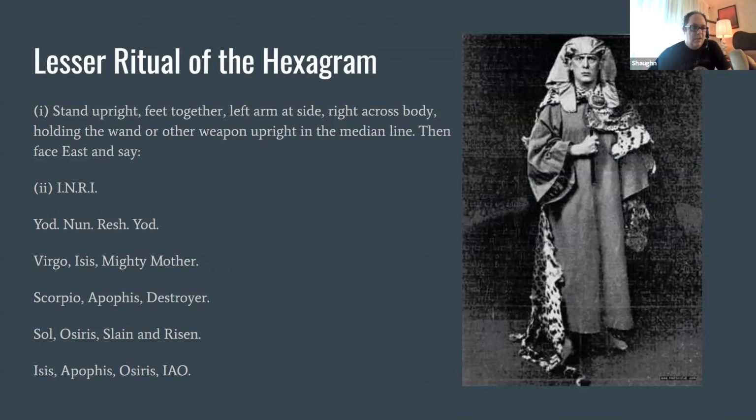Okay. All right, so how do you perform the lesser ritual of the hexagram? We'll go through the steps. First, you stand upright, feet together, and this is right out of Liber O, so easily findable. Stand upright, feet together, left arm at side, right across the body, holding the wand or other weapon upright in the median line, then face east and say, I-N-R-I, Yod, Nun, Resh, Yod, Virgo, Isis, Mighty Mother, Scorpio, Apophis, Destroyer, Sol, Osiris, slain and risen, Isis, Apophis, Osiris.